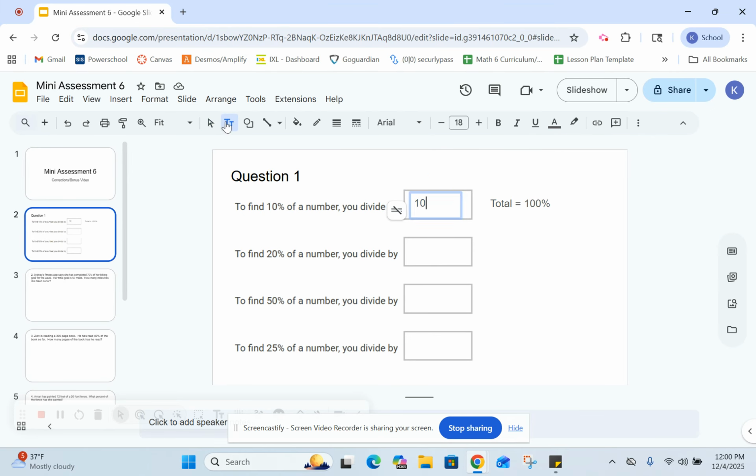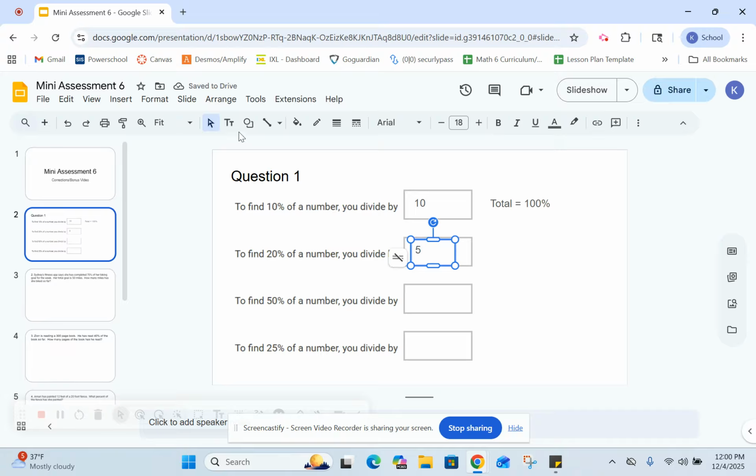All right, to find 20% of a number, we need to think about how many 20s make 100%. 100% divided by what would give us 20%? That's right, it would be 5.